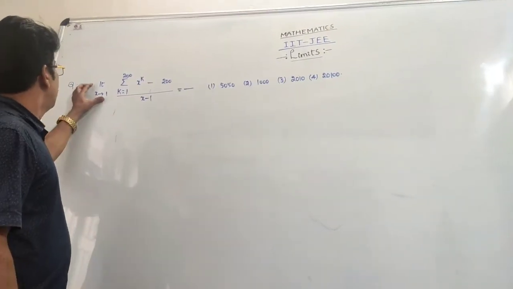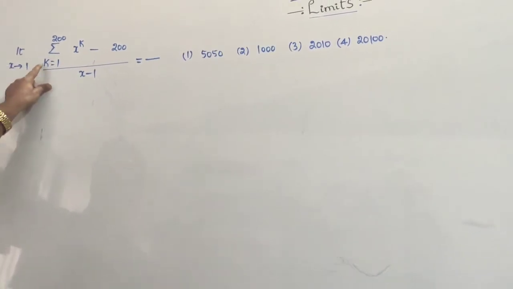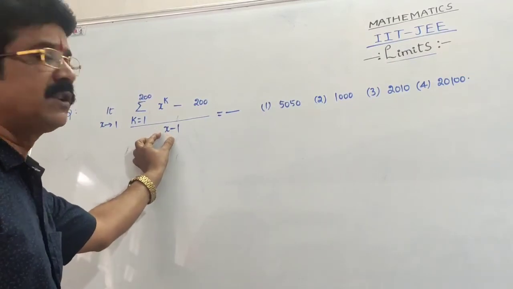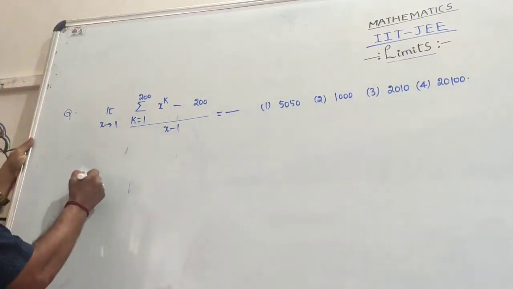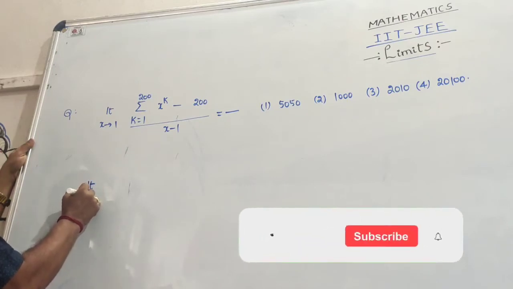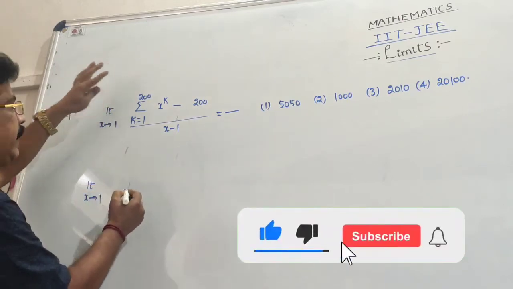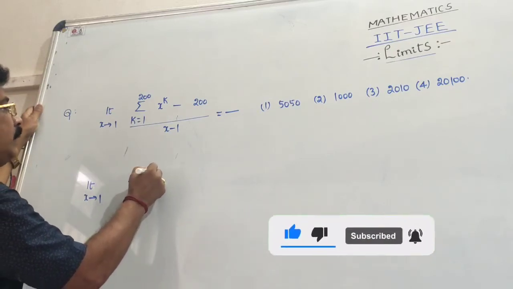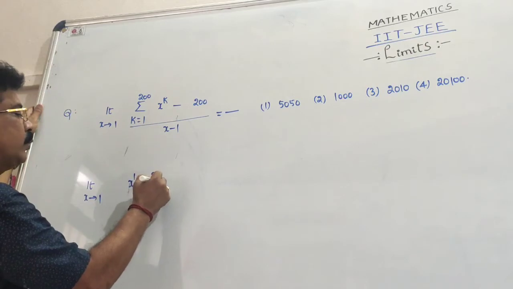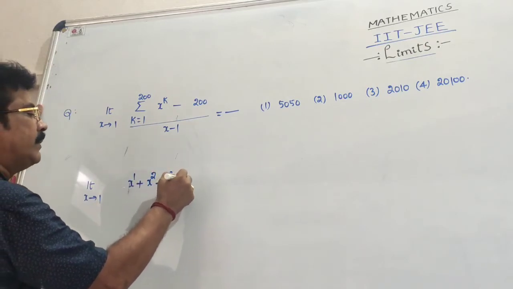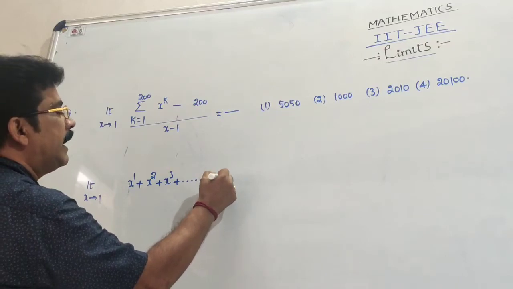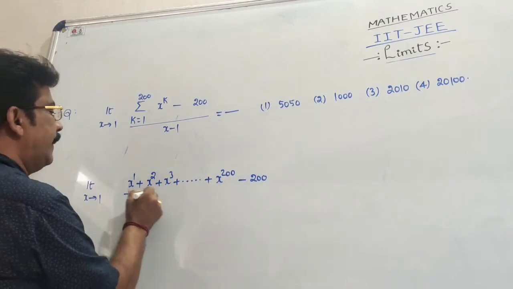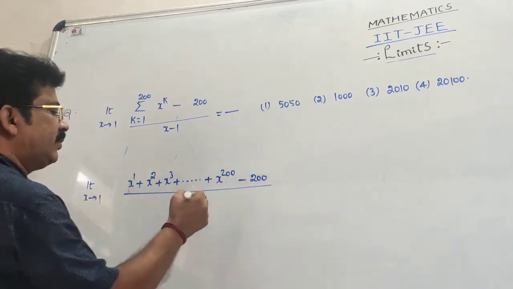Next question. The limit as x tends to 1 of the sum from k equal to 1 to 200 of x to the power k, minus 200, divided by x minus 1, is what? So first expand the sigma. Sum from k equal to 1 to 200 means first k equal to 1 gives x, plus k equal to 2 gives x square, plus x cubed, plus and so on, plus x to the power of 200, minus the constant 200, divided by x minus 1.